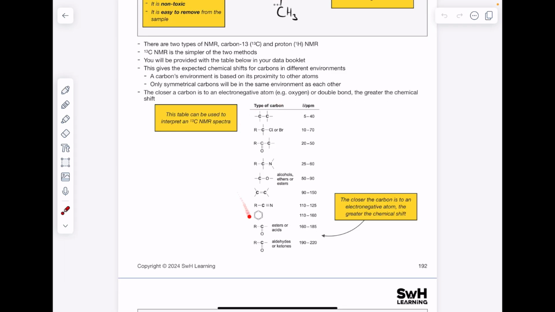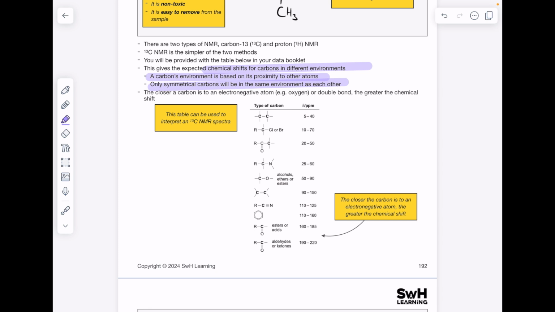So you'll be using this table all the time in your data booklet. This shows the type of carbon on the left-hand side, and then over here we have the chemical shift given in parts per million. And we're going to use this table in order to interpret the carbon-13 NMR spectra. One thing to point out is, as I've said here in my revision guide, the table below is given in your data booklet, and it gives the expected chemical shifts for carbons in different environments. A carbon's environment is based on its proximity to other atoms, and only symmetrical carbons will be in the same environment as each other. This is very important.